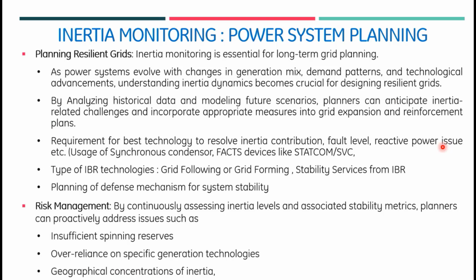Why for planning? With the evolution of the system, you need to check what kind of generation will be available during the future course of time, what the demand pattern will be, and what the technology advancements are. You have to understand the dynamics of inertia during those periods, because you have to design your system and take action right now. By analyzing historical data and modeling future scenarios, planners anticipate inertia-related challenges, and they put appropriate measures and reinforcement into their grid expansion and planning activities.